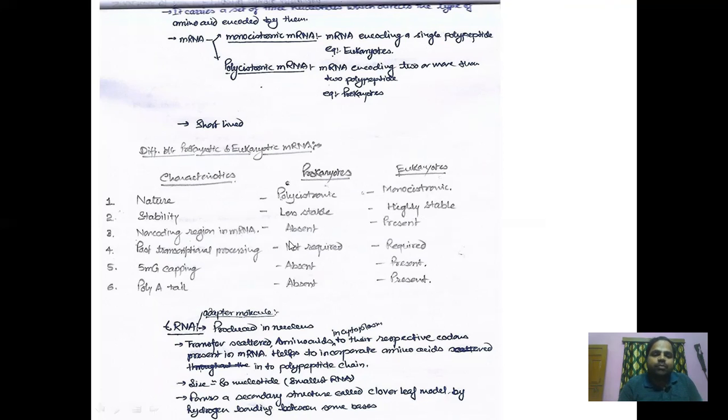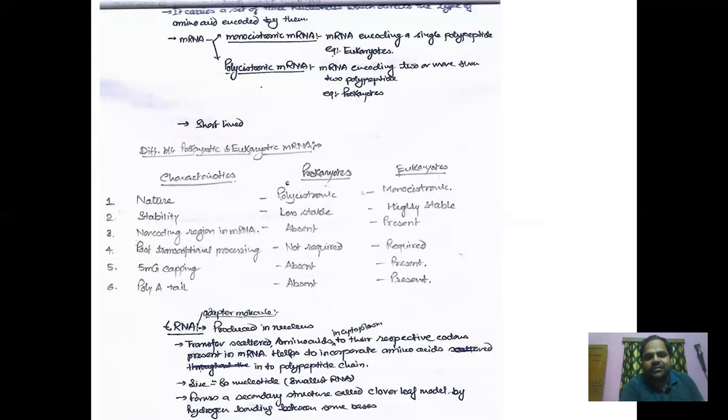The next point is post-transcriptional processing. In case of prokaryotes, it is not required, but in case of eukaryotes, it is required. And 5-methyl guanosine capping is absent in case of prokaryotes, but present in case of eukaryotes, and polyadenylation is absent in prokaryotes and present in eukaryotes.